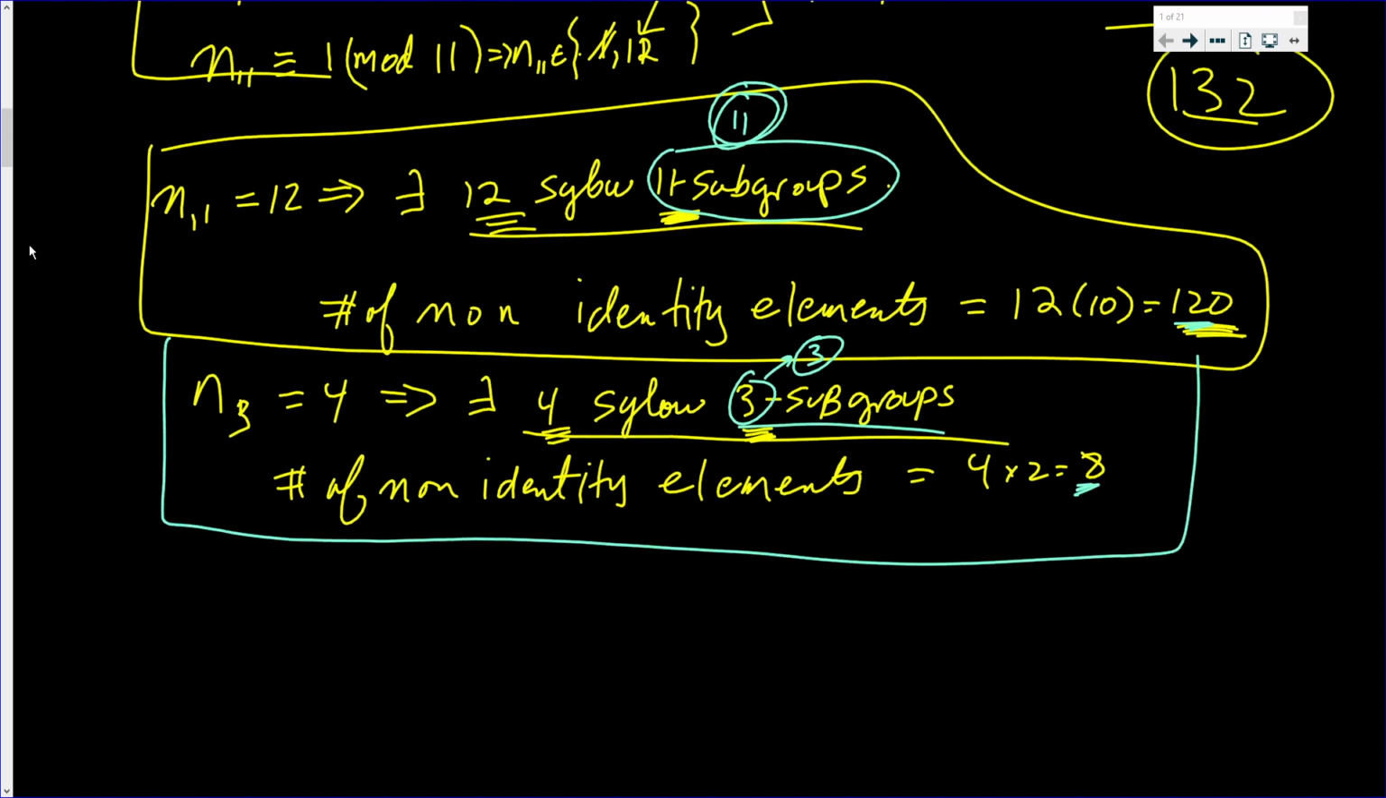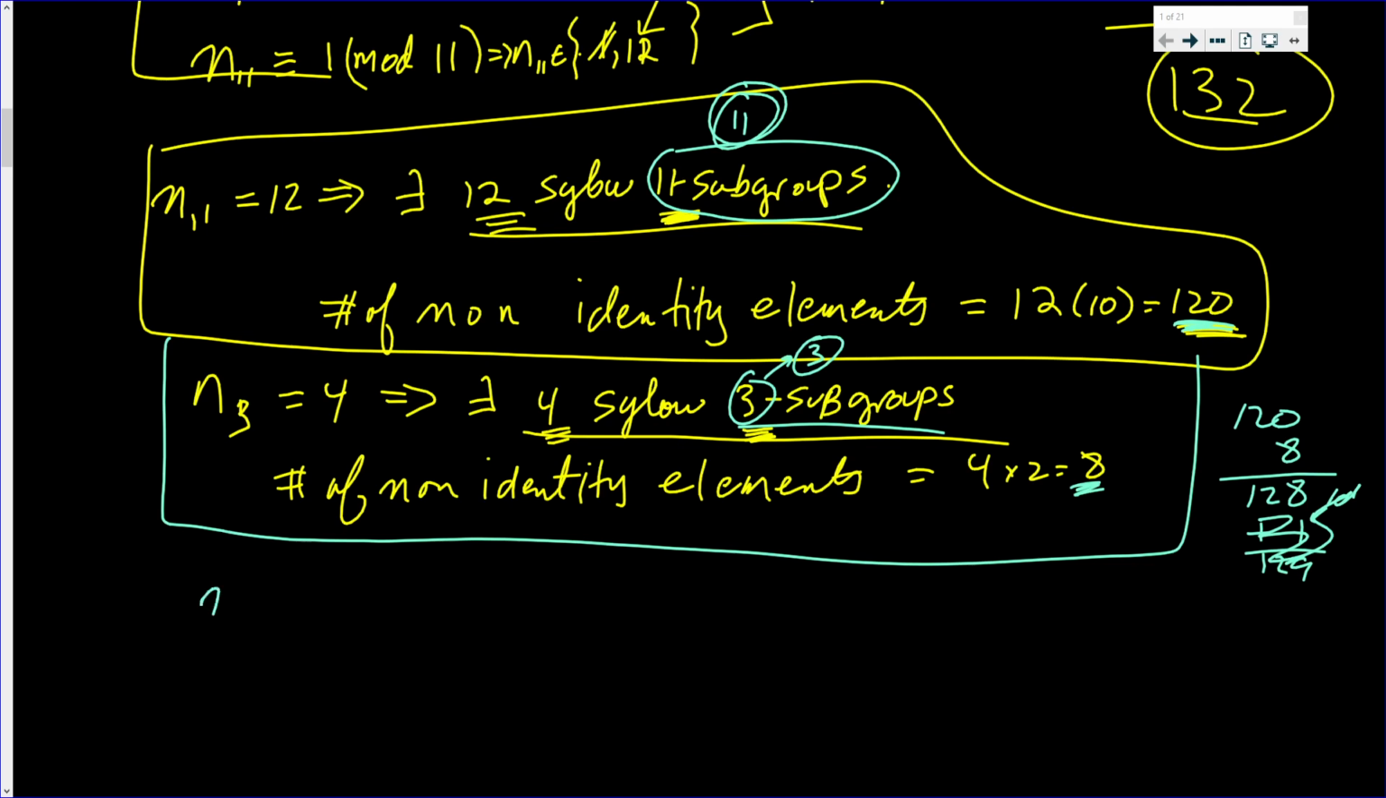Let's keep a running count. So far, we have 120 plus 8. That's 128. You know what? You can add one more. That's the identity element. That's 129. Okay, but you know what? In this case, it's okay to just stay with 128.